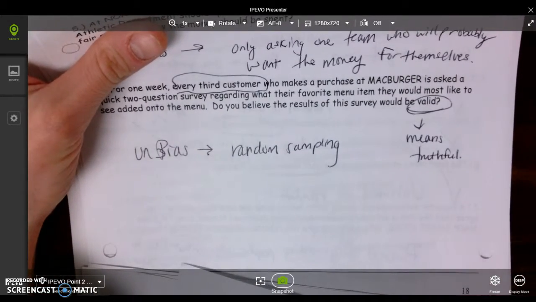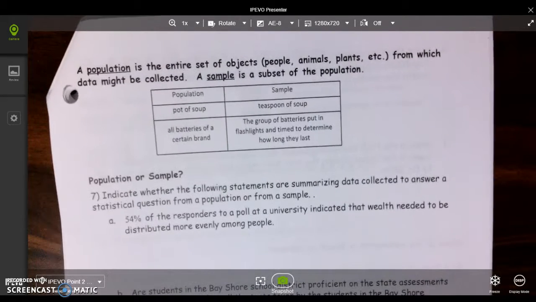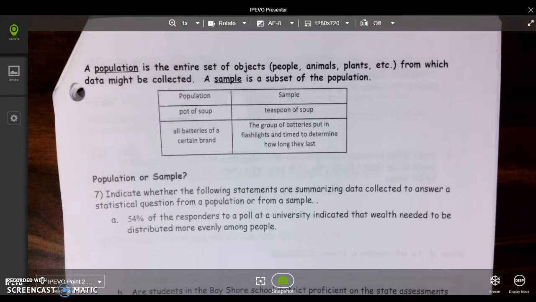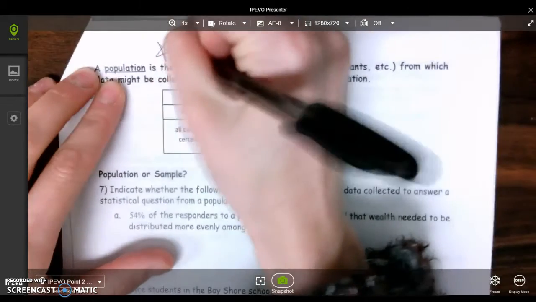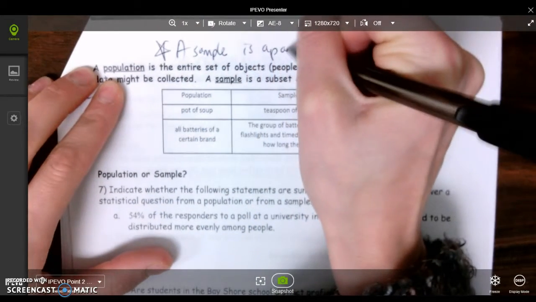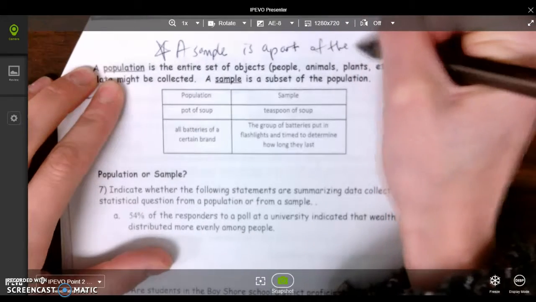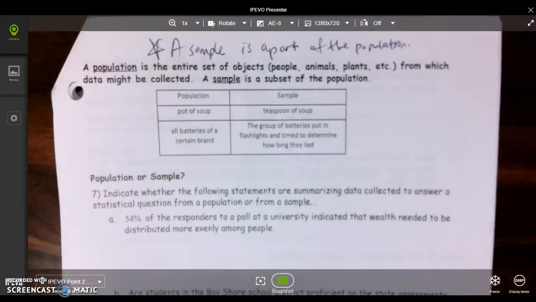All right, last thing we're going to do is flip to page 19. On page 19, we're just going to finish talking about the difference between a population and a sample. And this is pretty easy to differentiate. A sample is a part of the population. So it's the same thing as when you think about part and whole. Your sample is the part, your population is the whole.